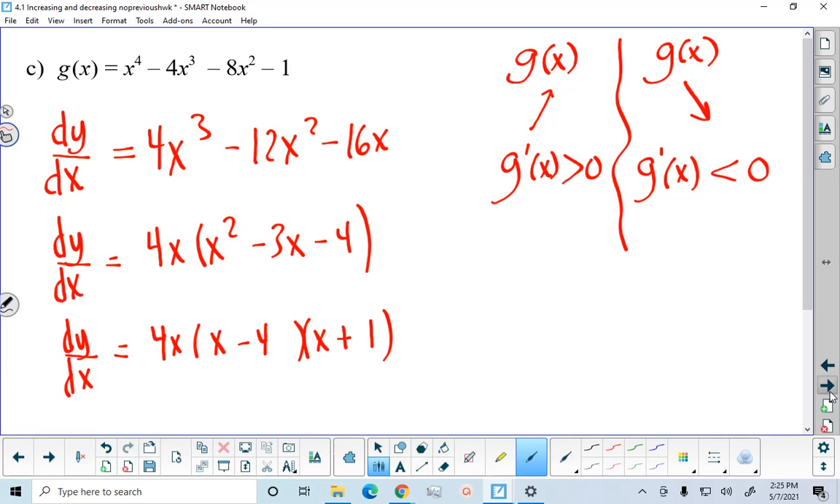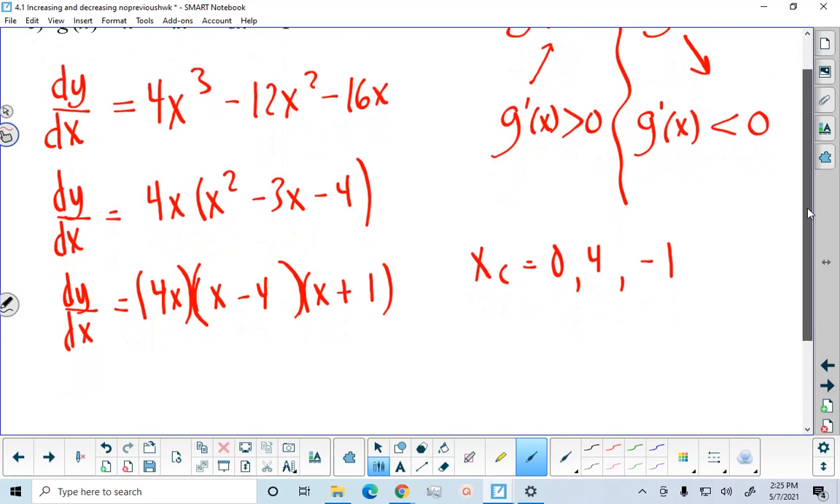Okay, so where is the derivative 0? g prime of x equals 0, or dy dx equals 0. Well, those are the critical numbers: 0, 4, and negative 1. This is why we study solving polynomial equations in grade 12 math. The value of x that makes 4x 0, making the whole thing 0, would be 0. The value of x that makes x minus 4 zero is 4, and negative 1 for the x plus 1.